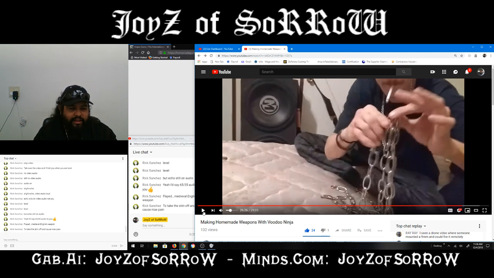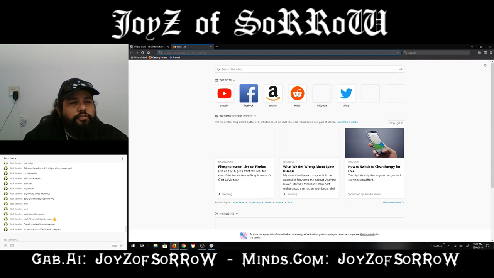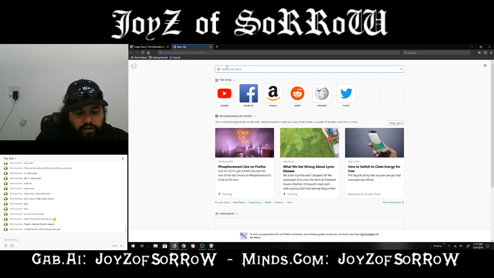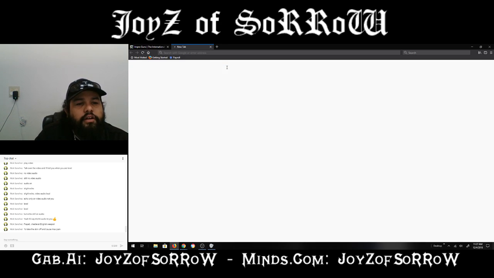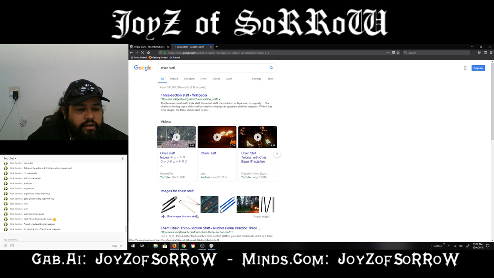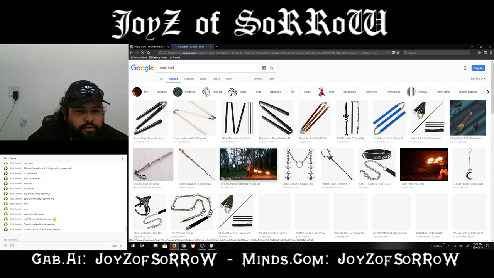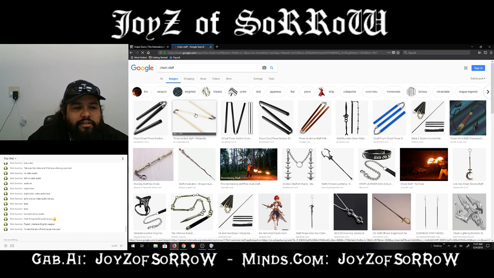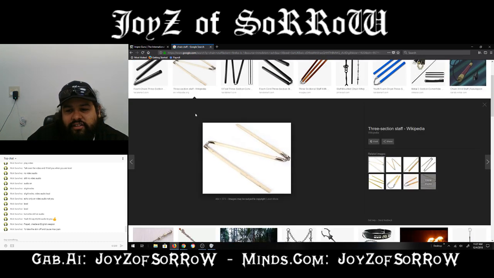If you guys have seen Crouching Tiger, Hidden Dragon, or some of these Chinese kung fu movies, there is a chain staff, which is basically anywhere from 2 to 4 sections of solid bar with eyelets on each side. Let me see if I can bring up a picture for you guys. Chain staff. Here we go. Here's some examples. Basically, they are giant nunchucks.